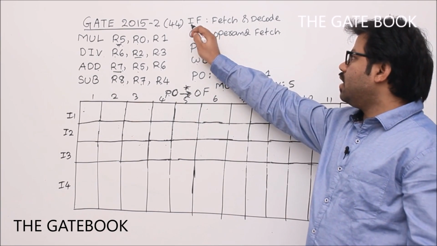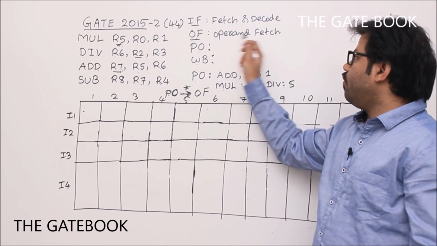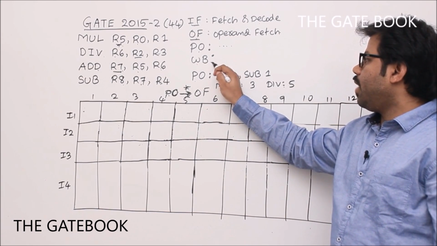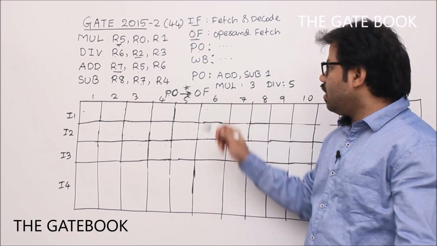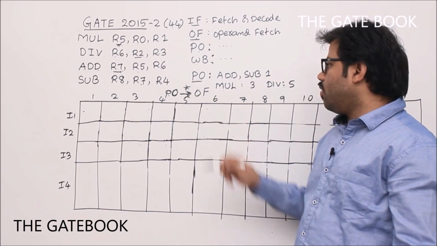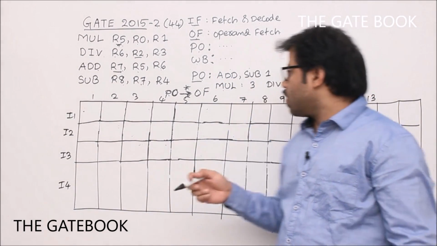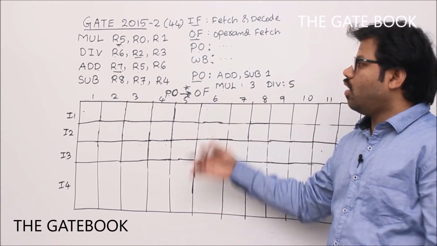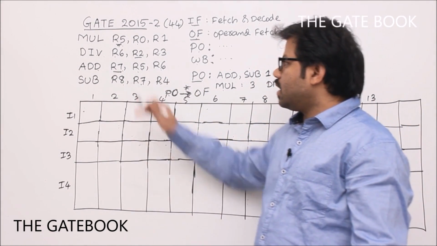Now they have mentioned that there are 4 stages: instruction fetch and decode is the 1st stage, operand fetch 2nd stage, performing operation 3rd stage, writing back 4th stage. Okay. Now one more extra thing they have mentioned: perform operation is taking a variable number of clock cycles. For addition and subtraction 1, multiplication 3 and division 5. By keeping these things in mind, we have to solve it. Okay. Simply fill this table. That's it. First instruction is very easy.